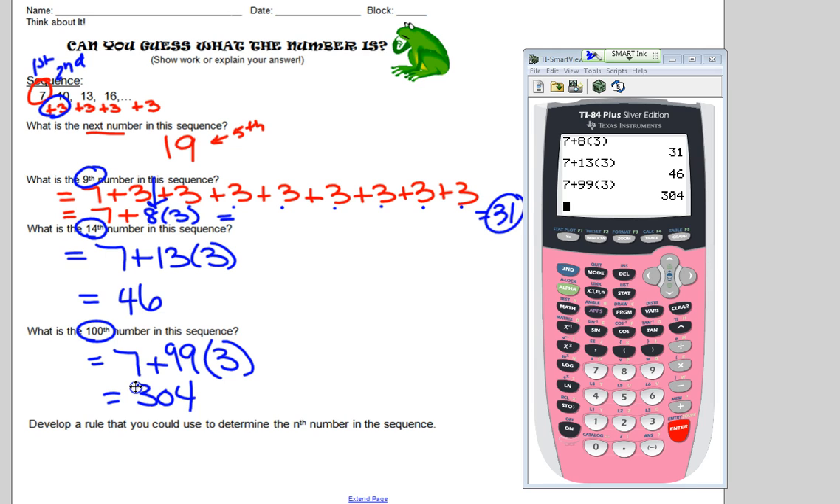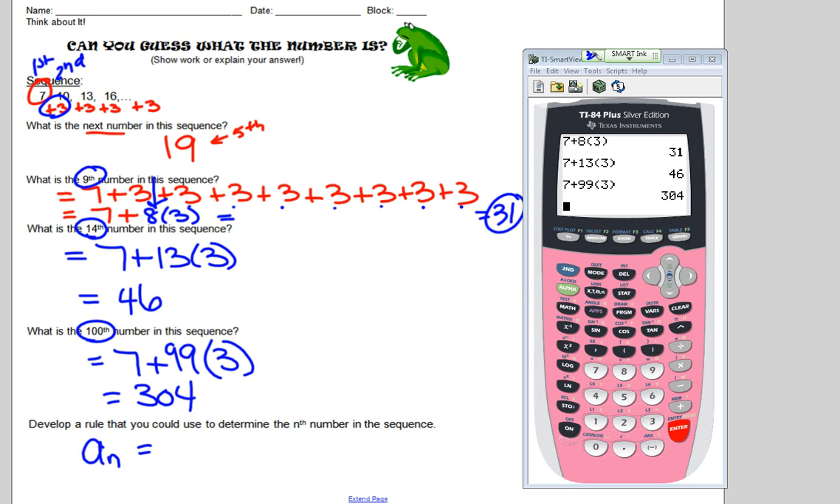So now what we want to do is generate a pattern, or generate the rule that's going to develop this pattern. And we want to do it in generic terms. So I don't know if I want the 1000th number or the 50th number. So what we say is, what's the rule? We use a sub n to say that the term number you're looking for can be gotten by doing this.